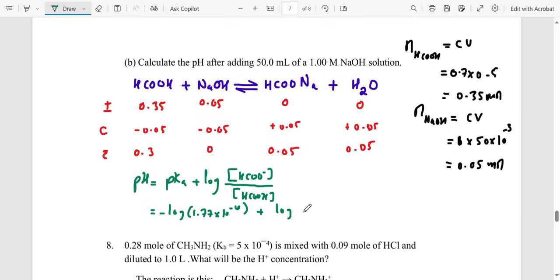The number of moles is what we use in this case. The number of moles works the same as concentration, since if you divide by the volume you can convert the number of moles to concentration. So which one is the base? Okay, we have 0.05 over 0.3.